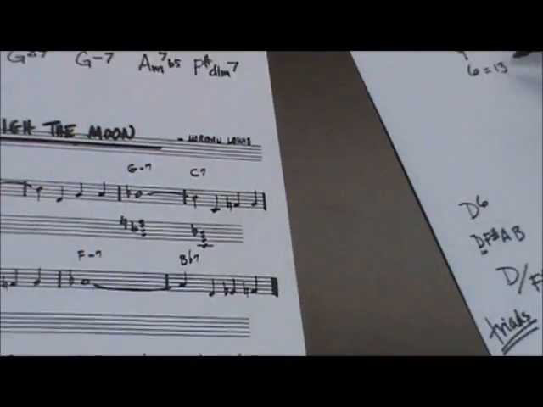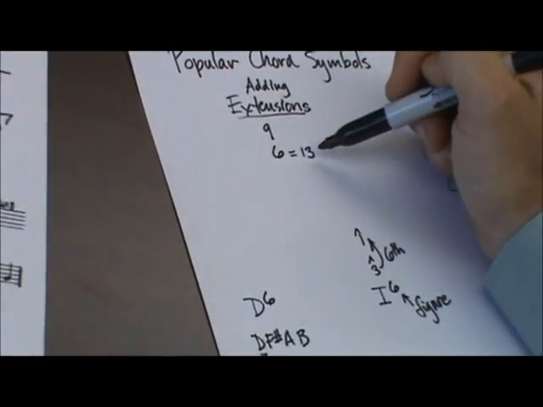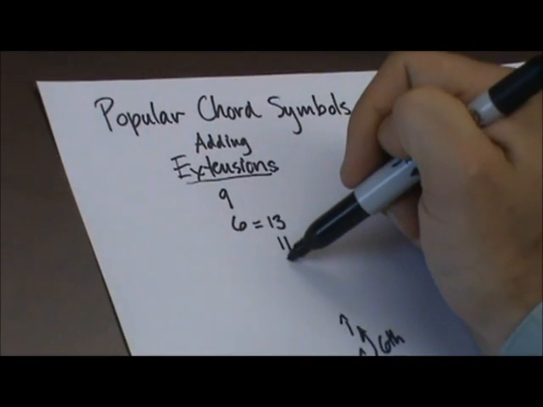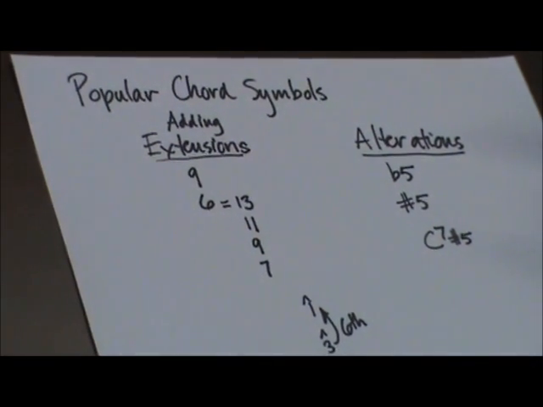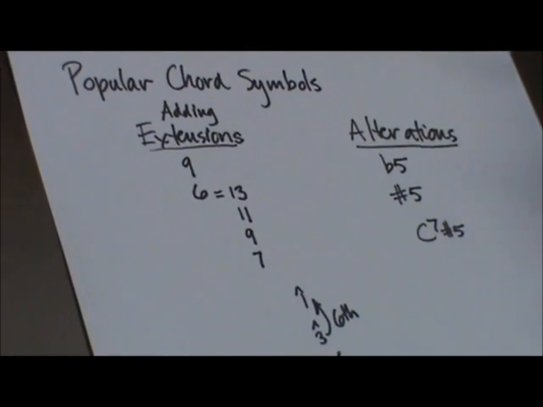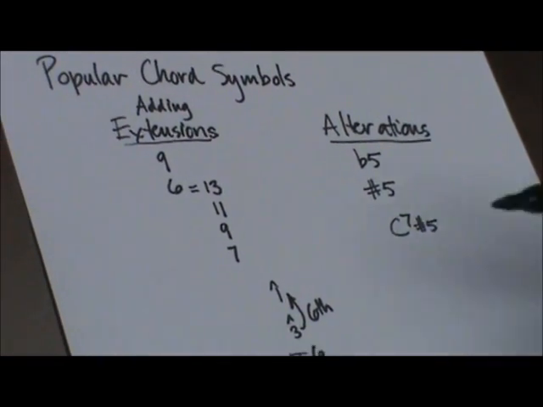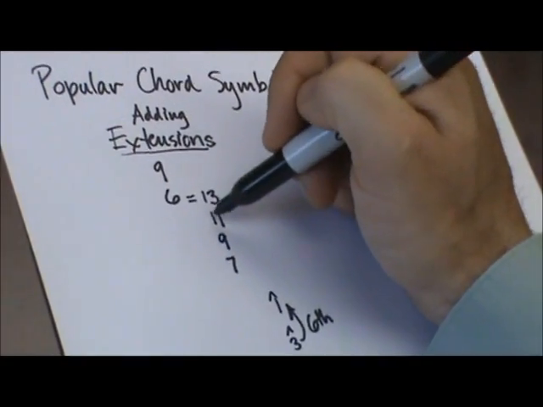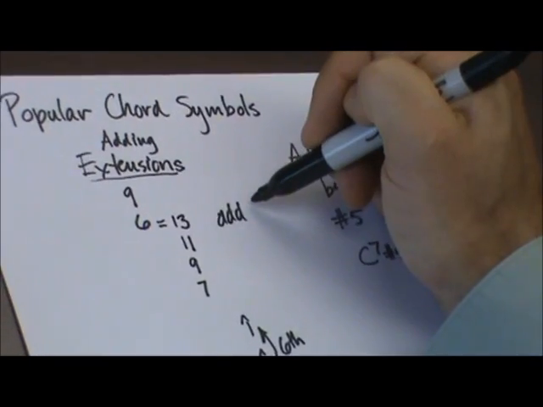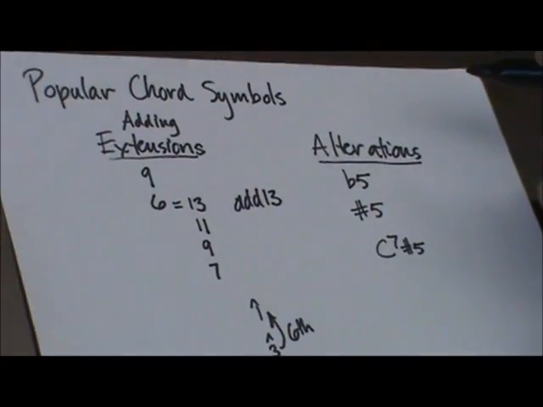Now the thing is that if you write 13, you're going to assume that a bunch of other extensions are in there as well. So if I write 13, I assume that there's going to be an 11th, and a 9th, and a 7th all in there. That is a loaded chord. You might omit the 5th, but then you've got the root, 3rd, that's 2, 3, 4, 5, 6 notes all jam-packed in there. If you don't want all that other baggage coming along with it, you can say, I want to add 6 or add 13, and you won't get all that other stuff in there.